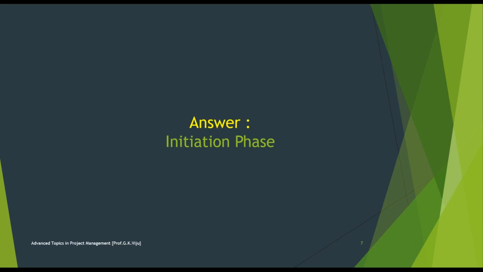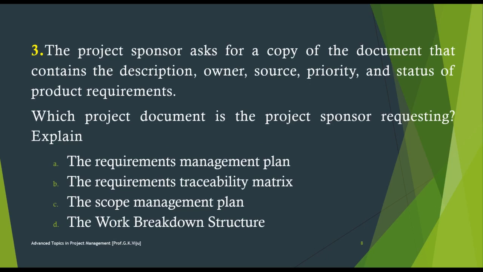Therefore, starting the new phase of the project with the processes of the initiation process group is the best answer to the question asked. Question number 3. The project sponsor asks for a copy of the document that contains the description, owner, source, priority, and status of product requirements. Which project document is the project sponsor requesting, and explain?